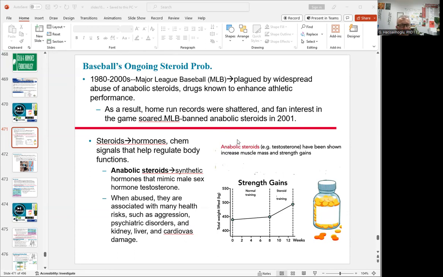Steroids are hormones that help regulate body functions, but anabolic steroids, the ones in this case, are synthetic hormones that mimic the male sex hormone testosterone. And if they are misused, they are associated with many health risks, like psychiatric disorders, and kidney, liver, and cardiovascular damage.